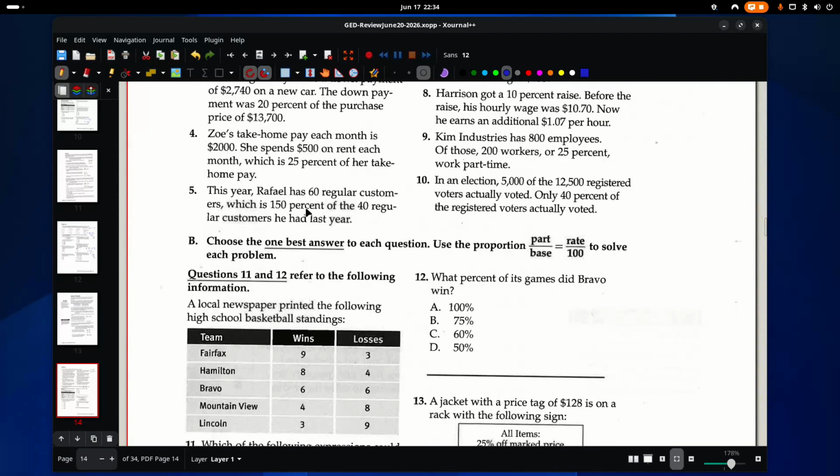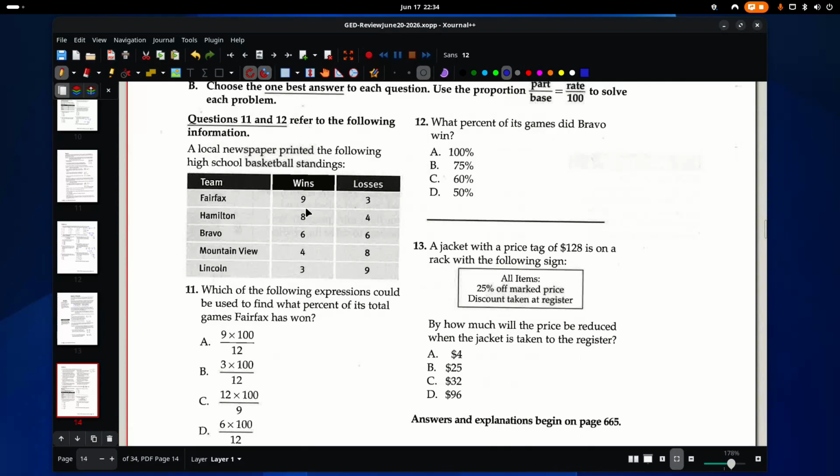Okay, for questions 11 and 12, refer to the following information. A local newspaper printed the following high school basketball standings. So there we see the standings. Which of the following expressions could be used to find what percent of its total games Fairfax has won?